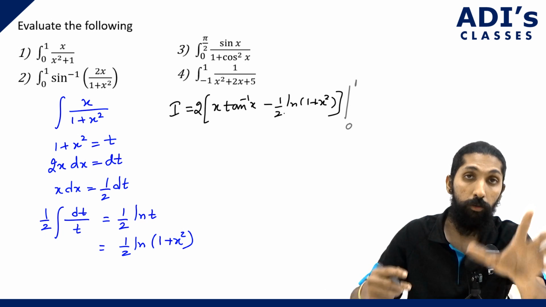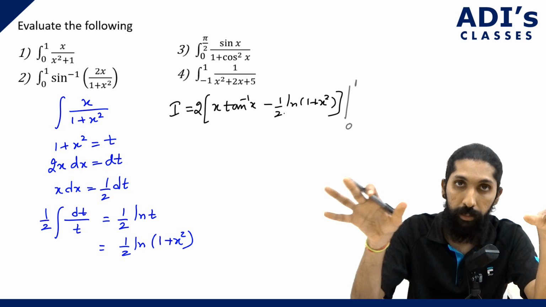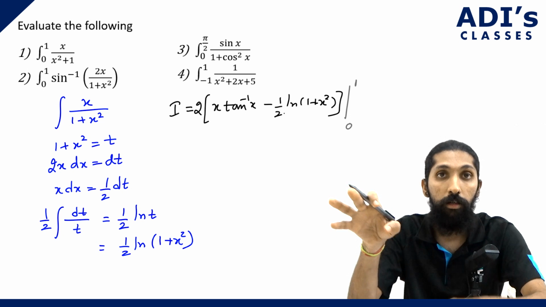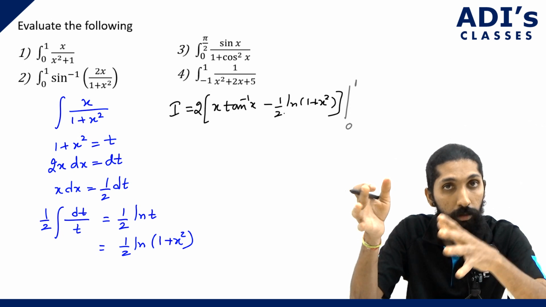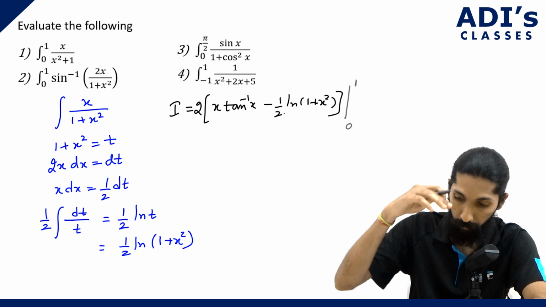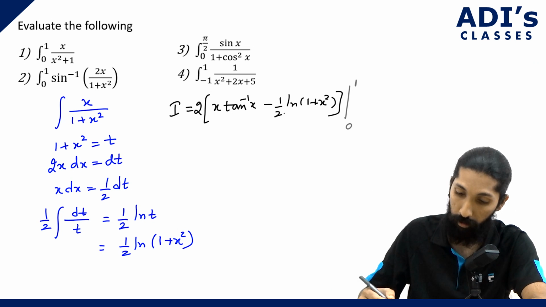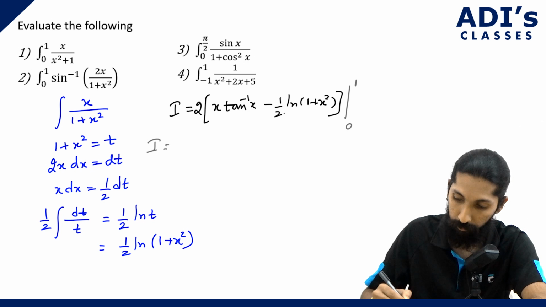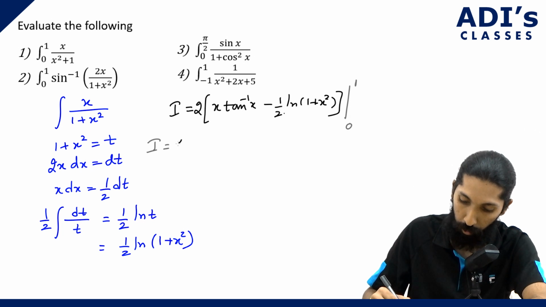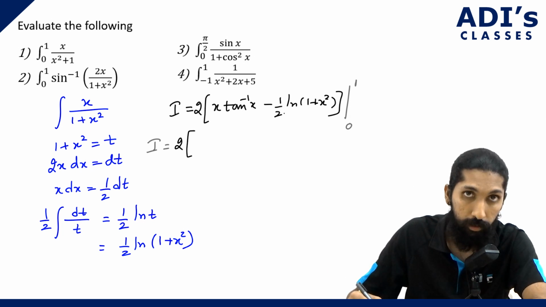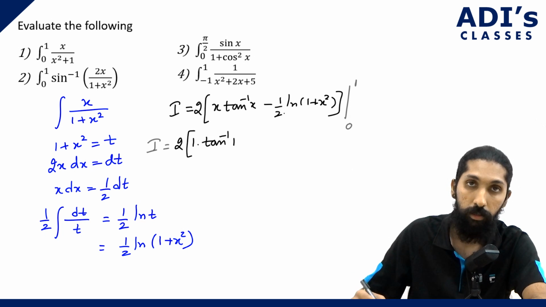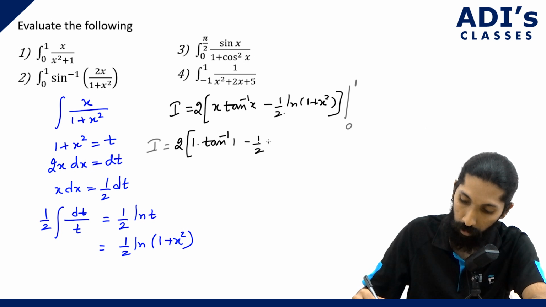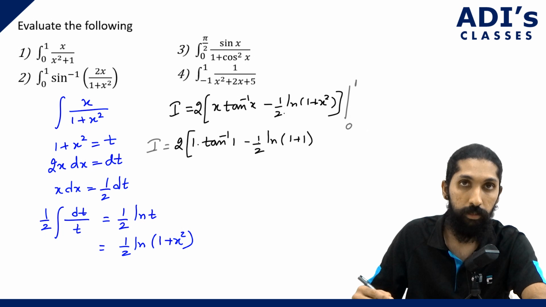Fair enough? So we took the integral and we split it. Once you split the integral, for the first part, you just do normal parts. Then for the second one, you're going to do substitution, right? Now apply the limit. Now when you apply, I is equal to, so in this case, 2 times, put x as 1. 1 into tan inverse 1 minus half log of 1 plus 1, isn't it?